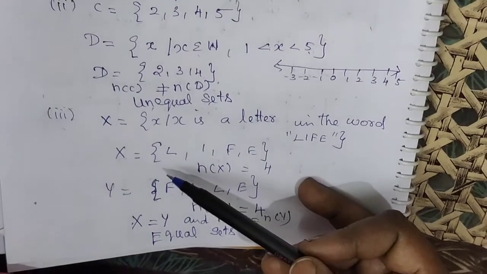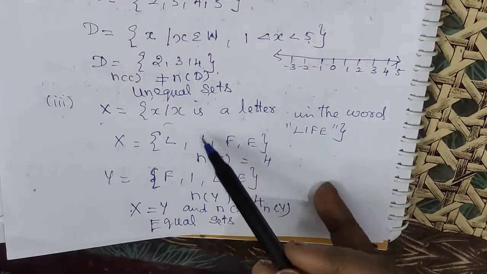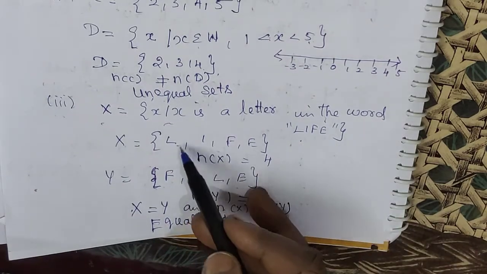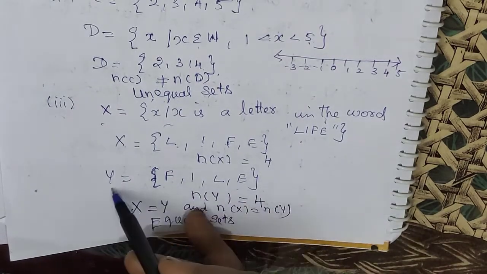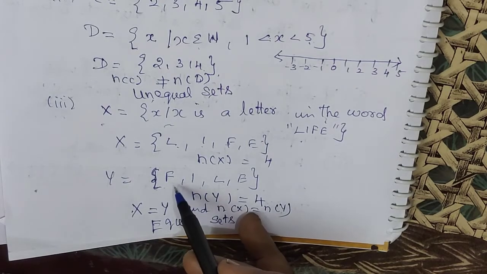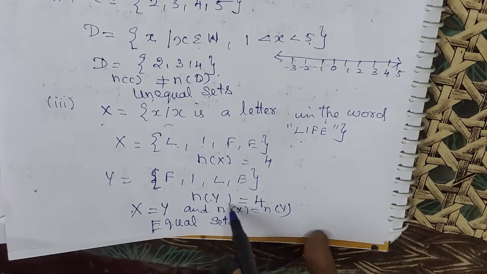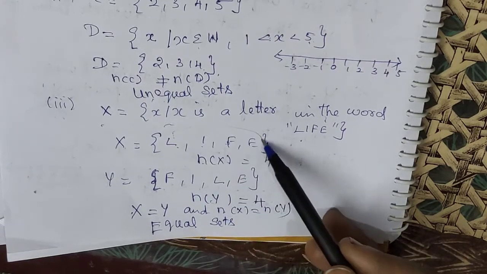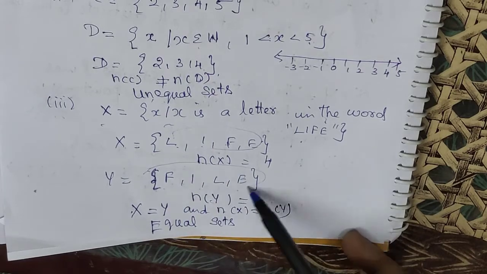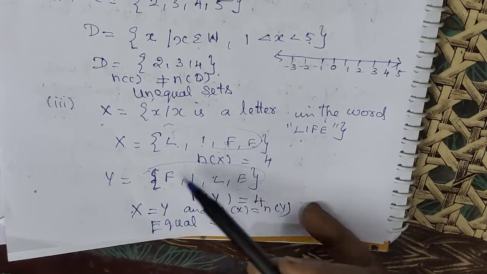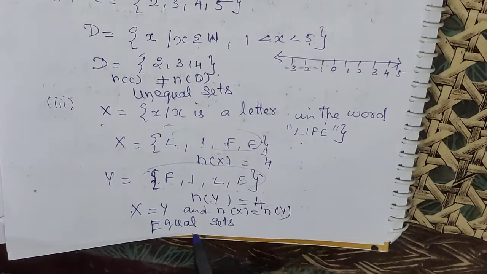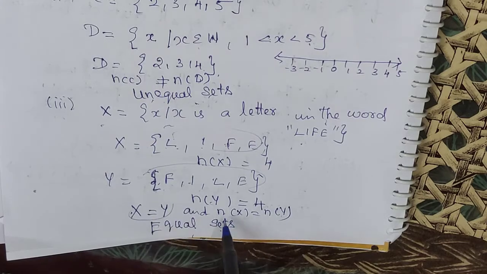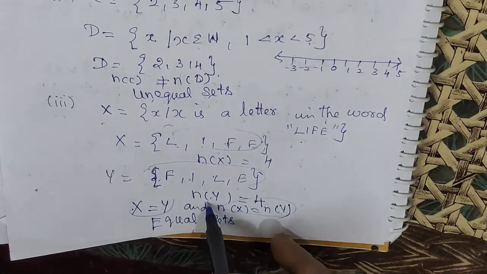Third sum, set X equals the set of all x such that x is a letter in the word life. So L, I, F, E. n of X is 4. Now Y equals F, I, L, E, which they themselves have given us. So here also n of Y equals 4. Now note that all the elements of X are exactly the elements of Y: L, I, F, E. So they are equal sets. How? The elements are exactly the same and the number of elements is also the same. So they are equal.